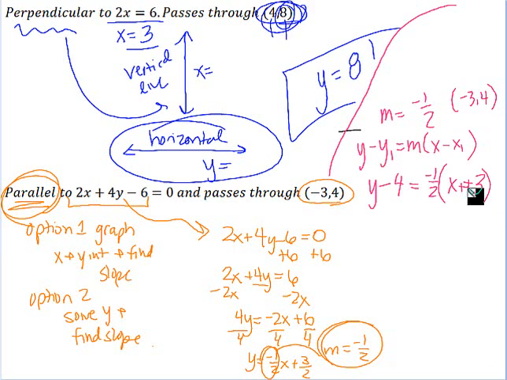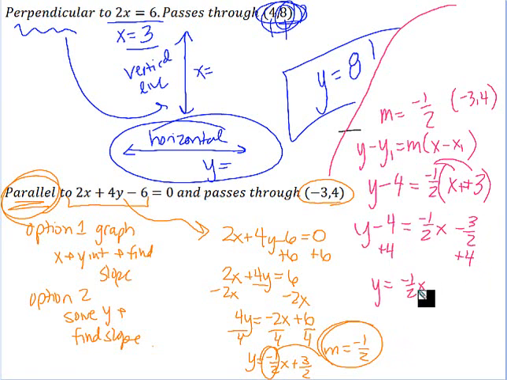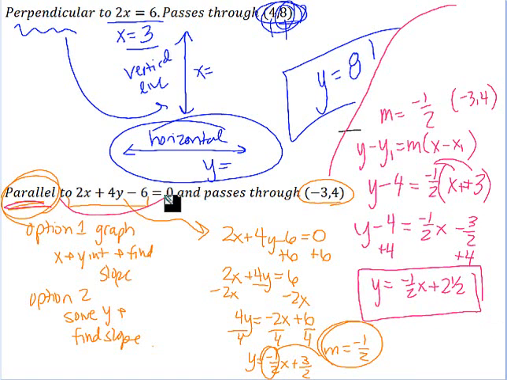Now we'll solve for y, so we distribute our negative 1/2. So now we have y minus 4 is equal to negative 1/2 x minus 3/2. To get y alone, we now need to add 4. So y equals negative 1/2 x, negative 3/2 plus 4 is 2.5. So y equals negative 1/2 x plus 2.5 would be our line that is parallel to the equation 2x plus 4y minus 6 equals 0, and it passes through the point negative 3, 4.